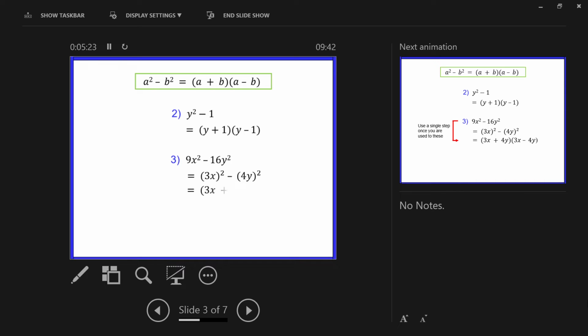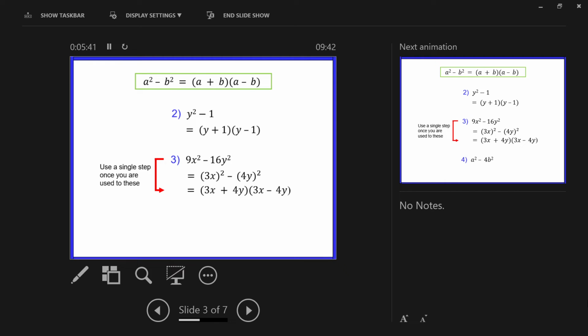Remember, 3x plus 4y, 3x minus 4y. Right? Because I could get the square root of 9x squared. It would be 3x times 3x. That is what I'm going to do like on the example.